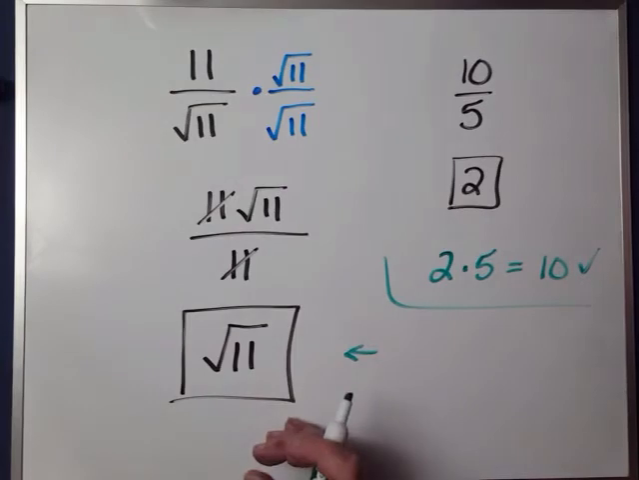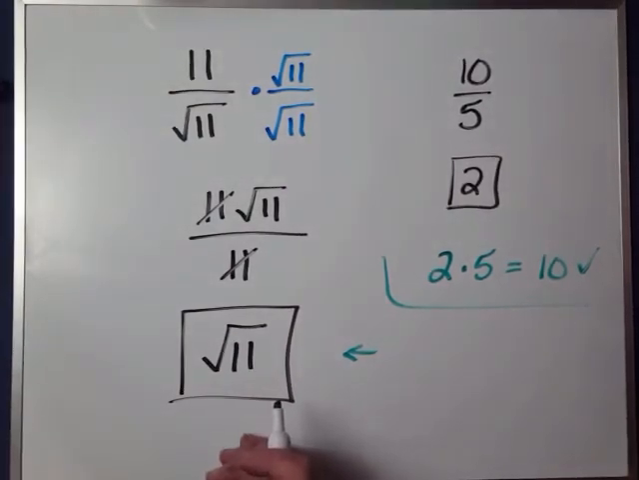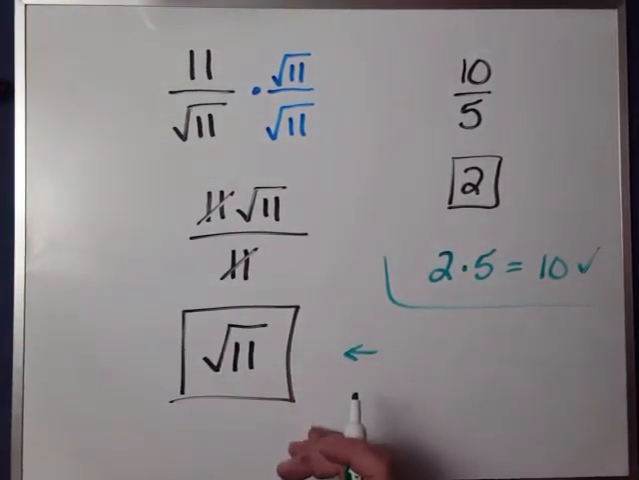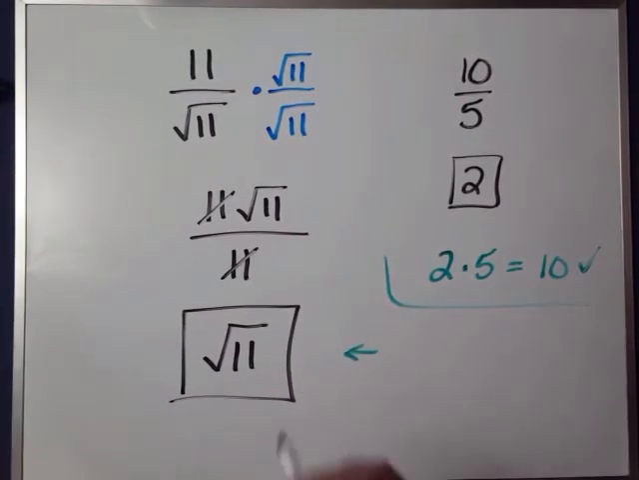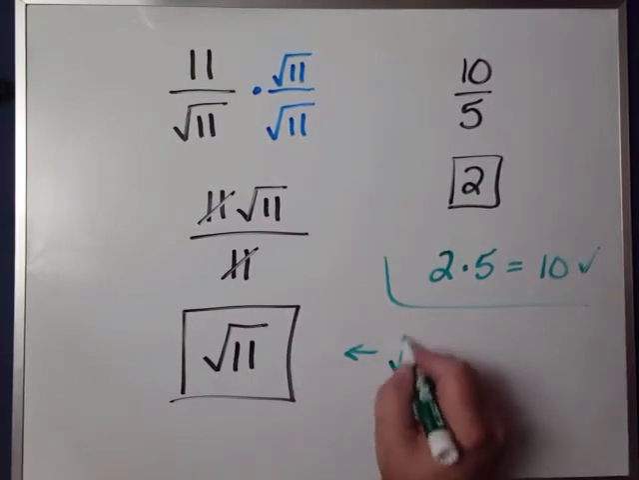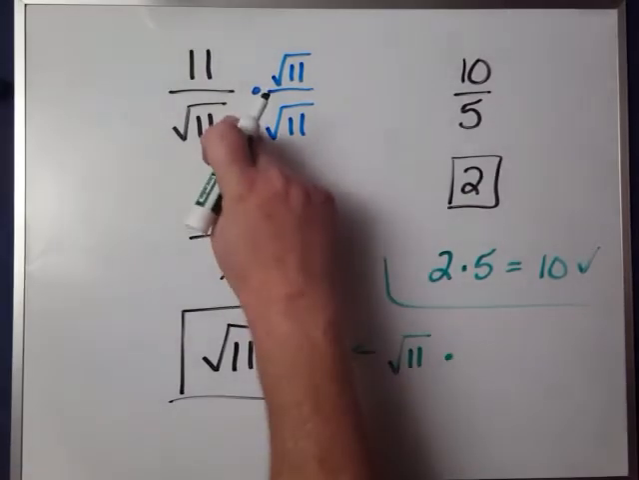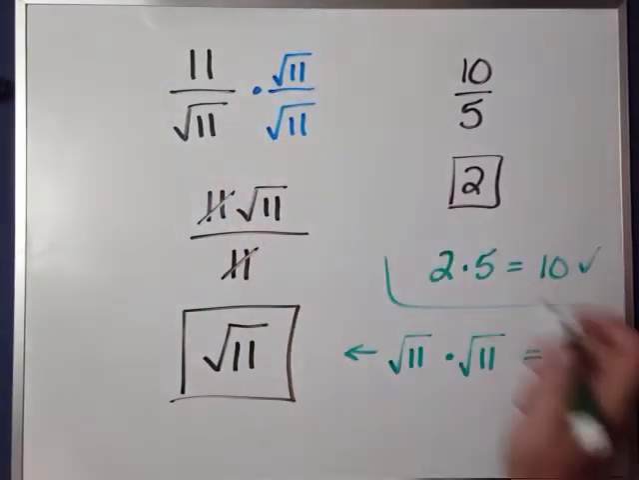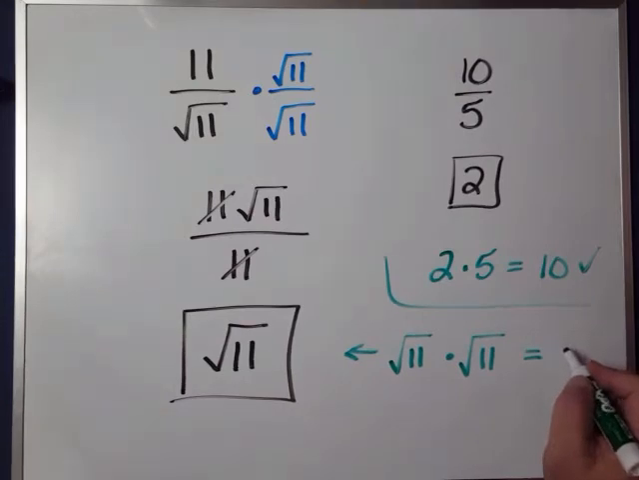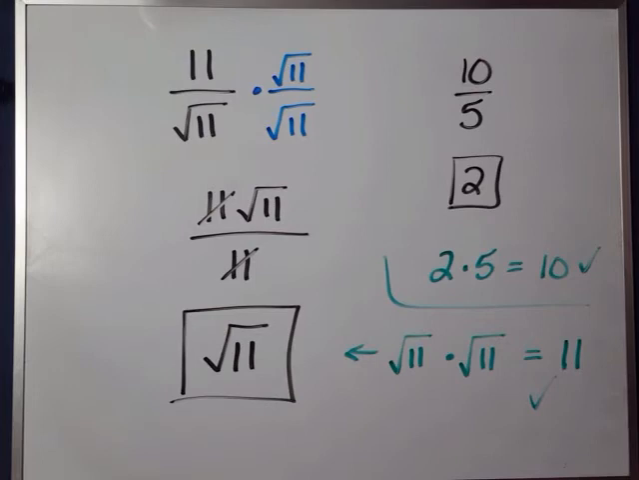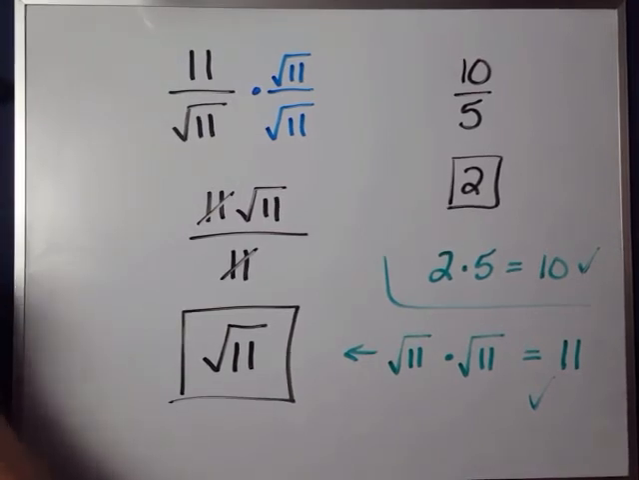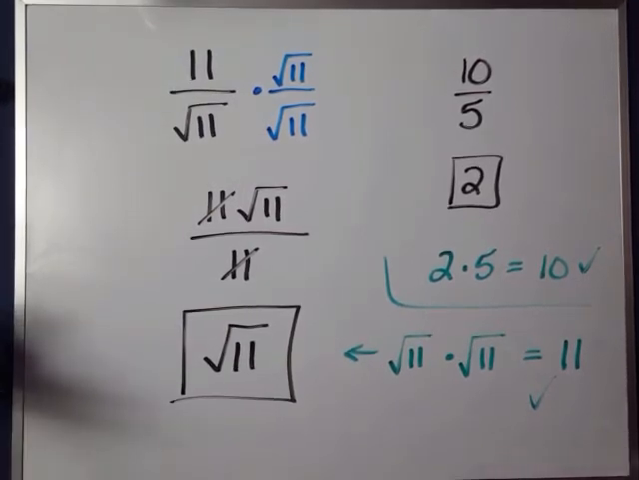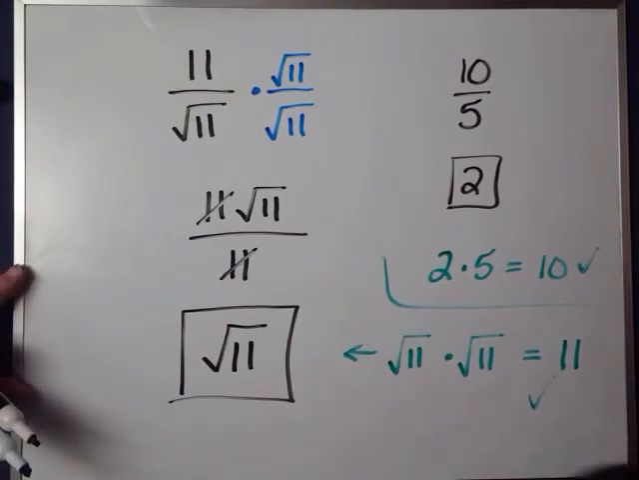Now, I'm not recommending this as a way of checking the problems necessarily, but it will work. It can get messy sometimes. But you can always say the answer times the original divisor had better give you back the original dividend. Square root of 11 times itself is 11. So yeah, that makes perfect sense. All right, let's move on. Number 46.